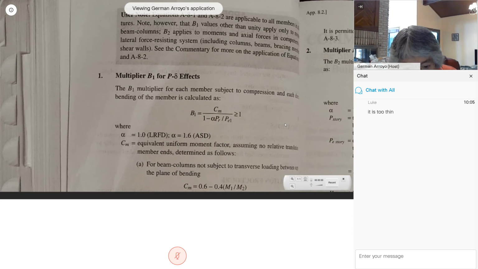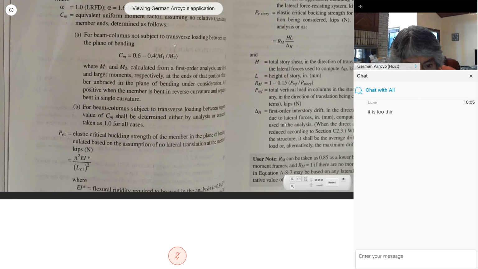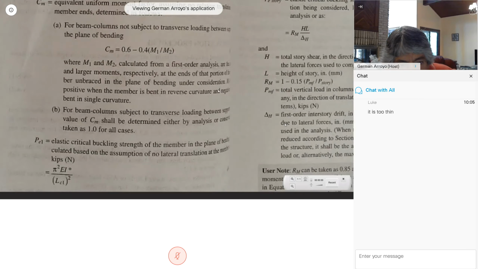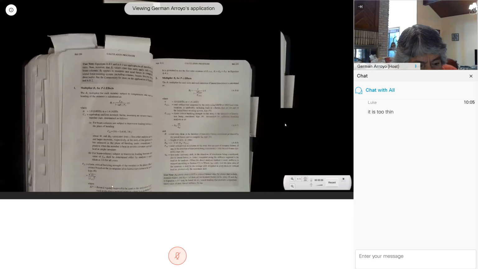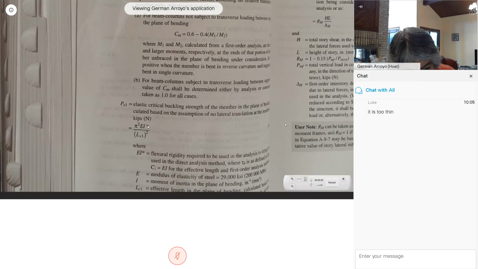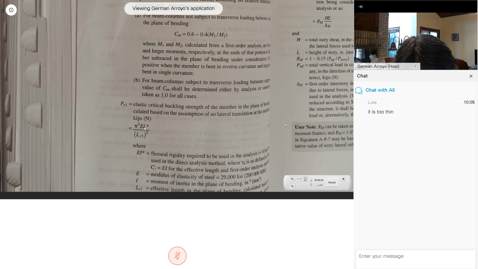What you have to be careful with in this formula is the ratio M1 over M2. These are the moments at the ends of the unbraced length: M1, the smallest, M2, the largest. And you have to be careful with single and double curvature, because this could be a positive or a negative ratio. And the Euler, we're always going to forget about the little asterisk. If this is bending about the strong axis, this is Ix and this is KLx. But for your homework problem, bending about the weak axis, whenever you do the PE1, this is going to be Iy, and this is going to be KLy.